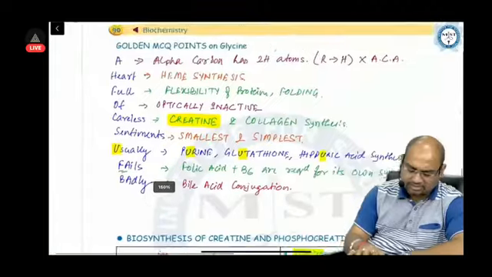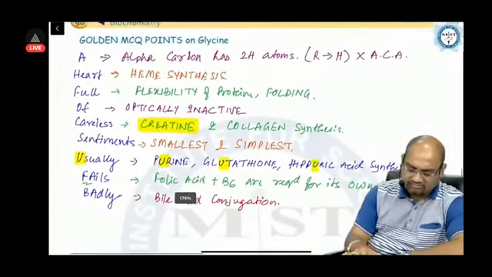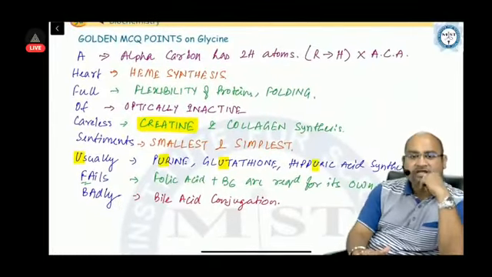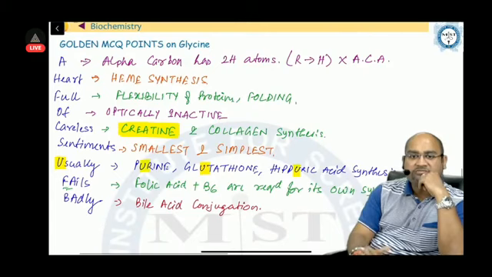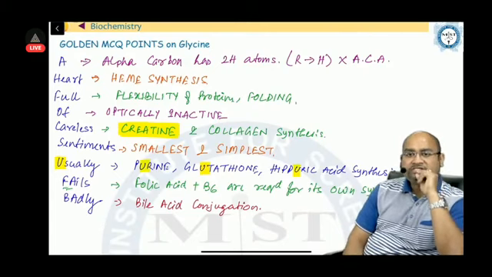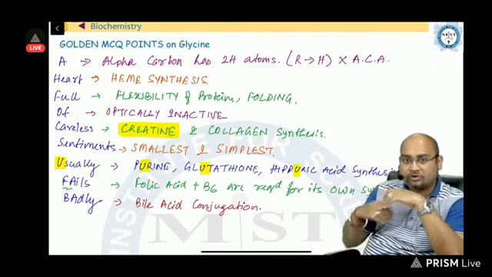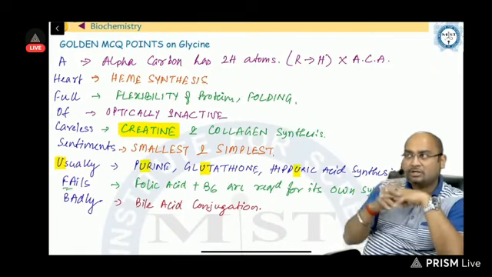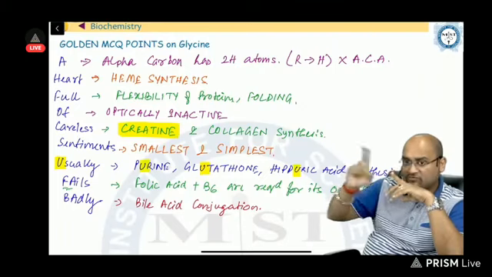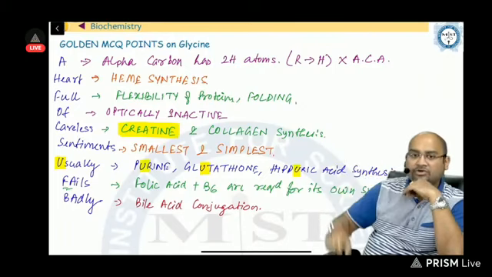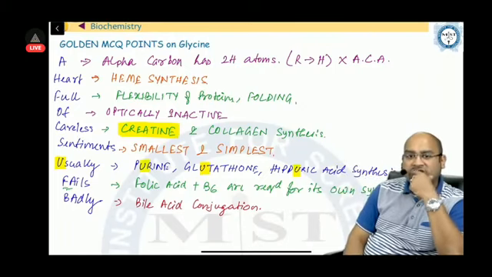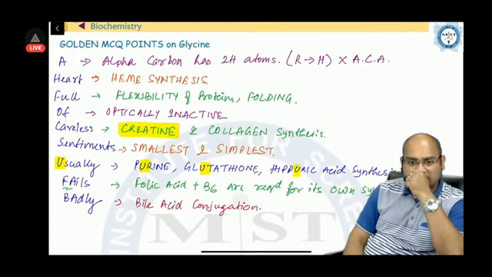Glycine, from the question we saw: story of our life, beta, a heart full of careless sentiments usually feels badly. We have no asymmetric carbon atom, that's why optically inactive. H for heme synthesis. F for flexibility of proteins, that's why it also helps in folding. Proline prevents protein folding. Glycine will allow protein folding. Please remember, C for creatine and collagen synthesis.